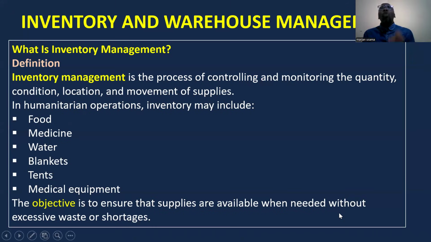Available when needed, in the haja. If we need, we just go to the store and we demand. When needed, without excessive waste or shortages. We should not have israf and naqs. Those two things.